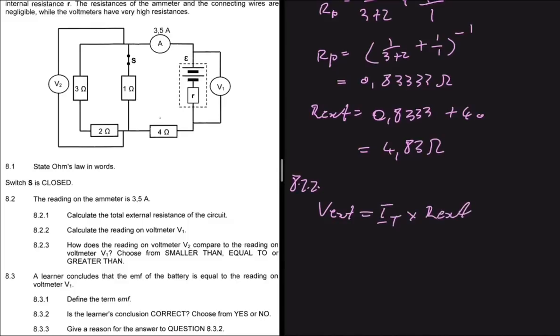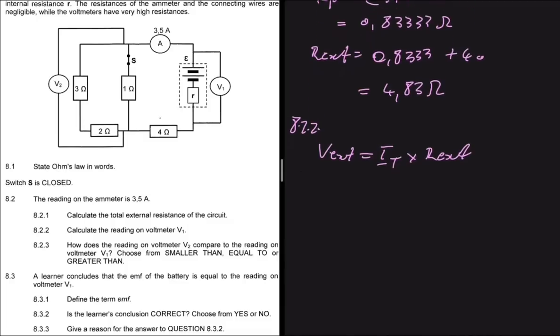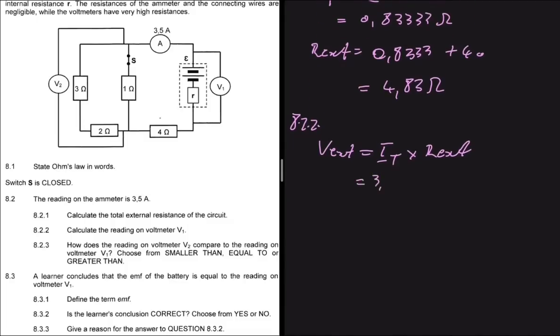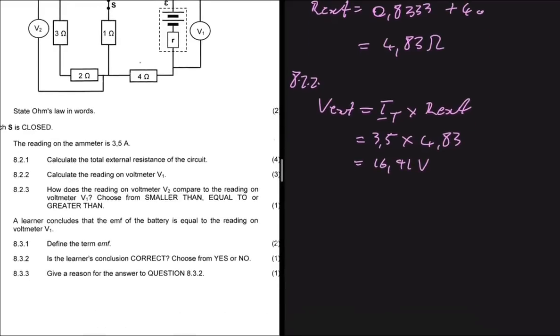If there was a switch somewhere and that switch is open such that there's no current flowing to any external circuit, then V1 would be reading EMF. But here clearly the current is flowing to the resistors in the external circuit, right? So V1 will read V external. So what is IT? We know that IT is 3.5. What is R external? We know that R external is 4.83, right? So I'm saying 3.5 multiplied by 4.83, and that's giving me 16.91 volts. Let's move forward and do 8.2.3.